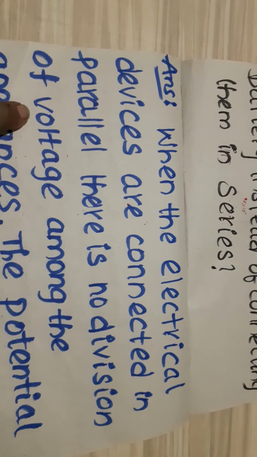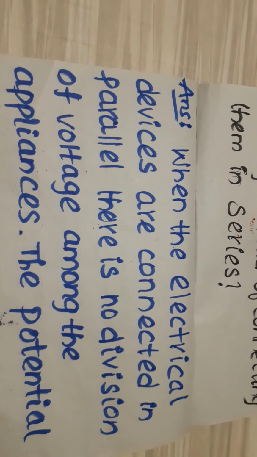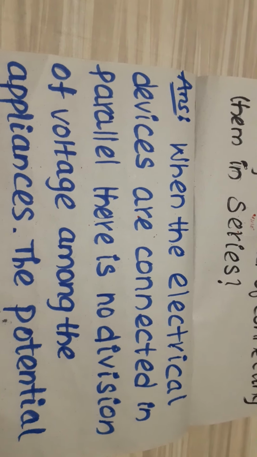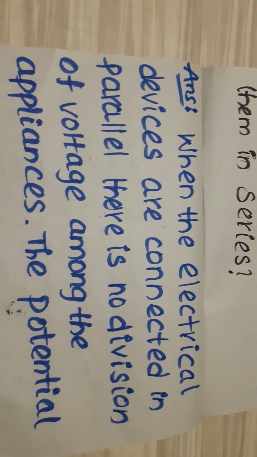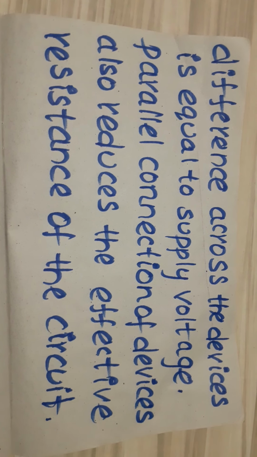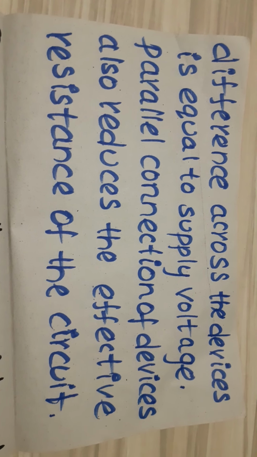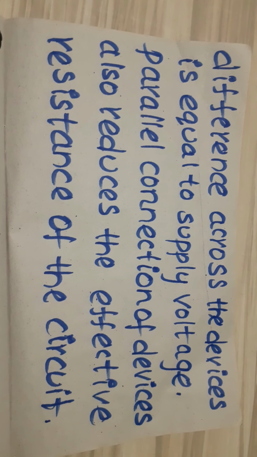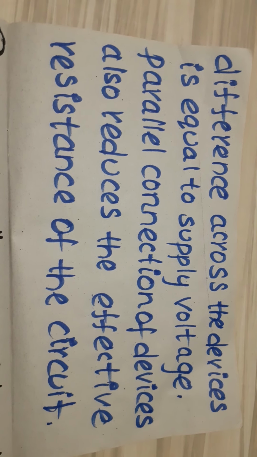In parallel, there is no division of the voltage among the appliances. Between the appliances, voltage cannot be divided. The potential difference across the devices is equal to the supply voltage. So each appliance has an equal amount of potential difference applied.